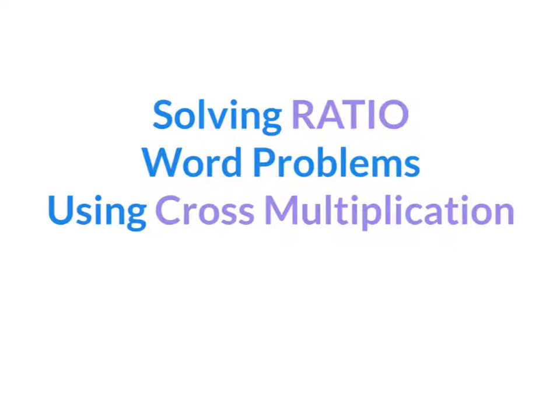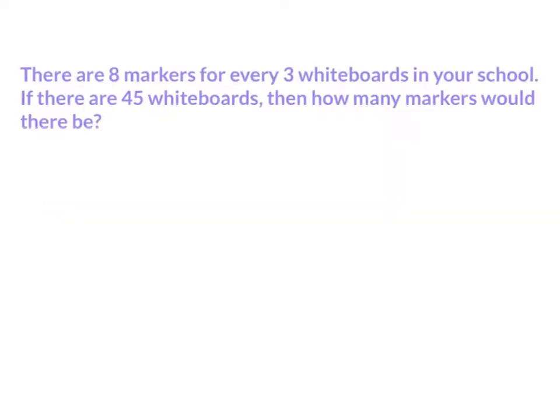Hello class, today we're going to learn how to solve ratio word problems using a method called cross multiplication. There are 8 markers for every 3 whiteboards in your school. If there are 45 whiteboards, then how many markers would there be?